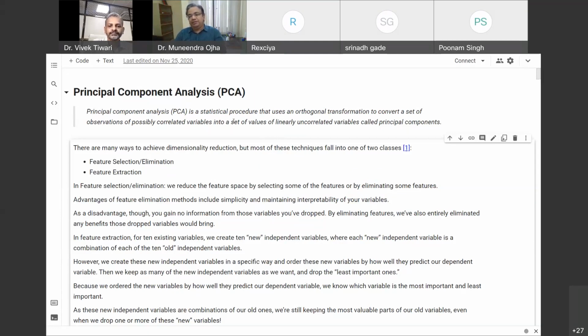Whenever we obtain features explaining some data point, all the features explain a single data point. Suppose you have to explain a person like Munindra Ojha, then every feature is actually talking about Munindra Ojha. So in that case, all the features are very correlated. Suppose I have to explain someone else like Dr. Vivek Tiwari, then all the features being explained are very correlated because they are all again talking about Dr. Tiwari only.